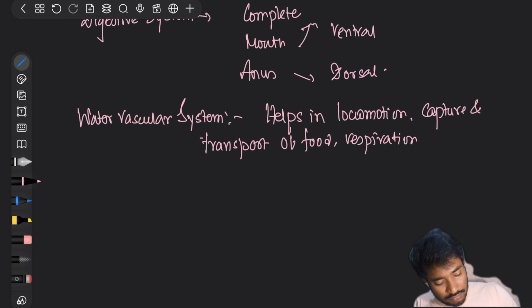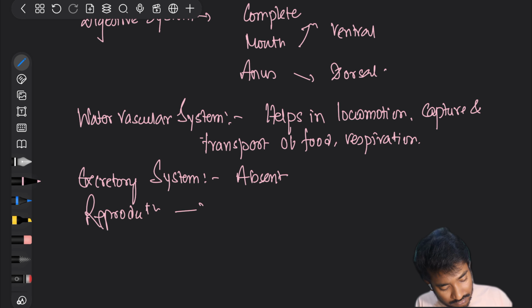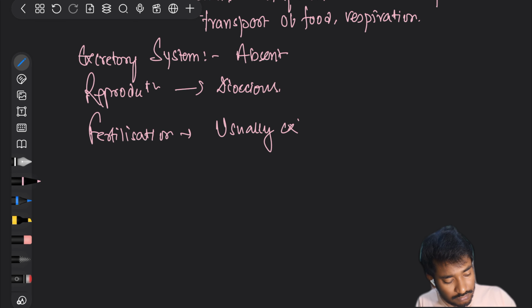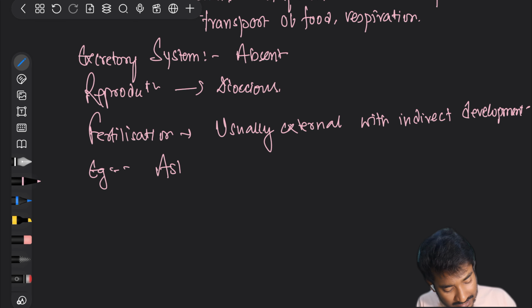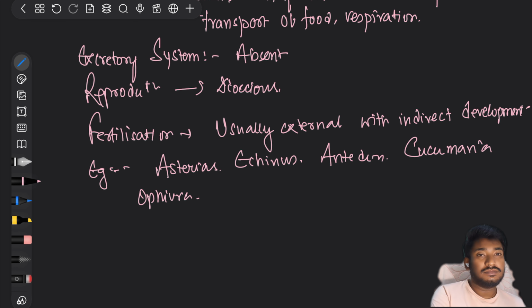Respiration. Excretory system absent. Reproduction is dioecious. Fertilization usually external with indirect development. Example: Asterias, Echinus, Antedon, Cucumaria, Ophiura. Okay, so Echinodermata has been completed.